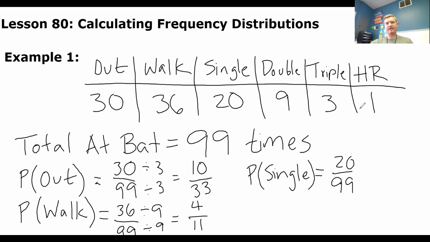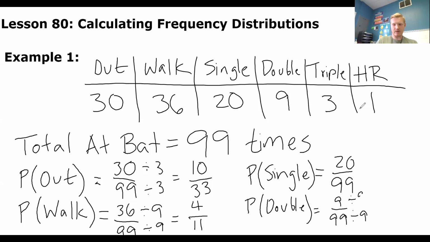The probability of a single, there's nothing that goes into both 20 and 99. Probability of a double, we have 9 out of 99. Divide the top by 9, divide the bottom by 9. We get 1 over 11.